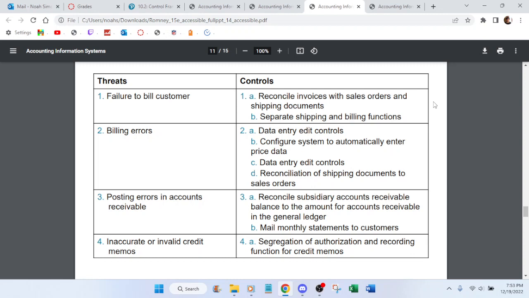Posting errors in accounts receivable. Reconcile the subsidiary accounts receivable balance to the account amount for accounts receivable in the general ledger. Mail monthly statements to customers.